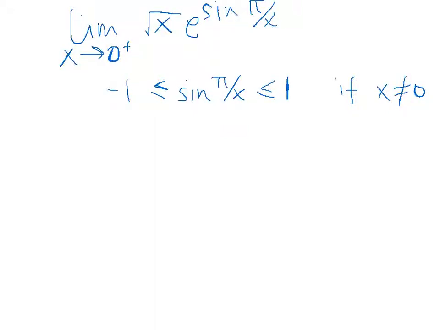To evaluate this limit here as x goes to 0 from the positive side, you're going to use the fact that sine of pi over x, which is the exponent of e here, is between -1 and 1 as long as x is not 0. So using that, we can set up an inequality for e to the sine of pi over x. So I'm going to put that in the middle.